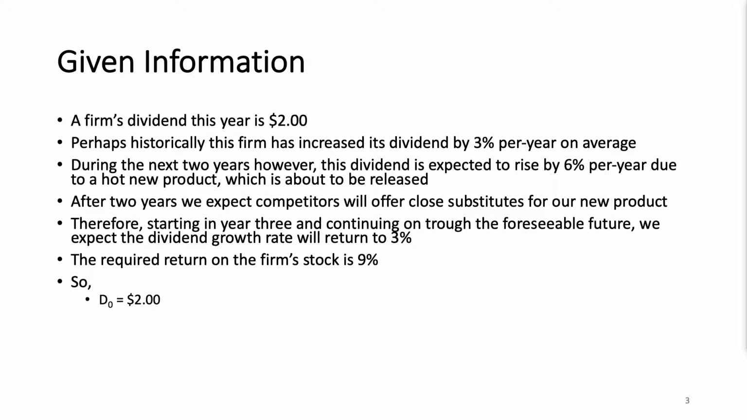So, D0 is $2. That's the dividend this year. We expect it to rise by 6% over the next 2 years, 6% per year over the next 2 years. Then starting in year 3, we expect the dividend growth rate to settle back down at 3% and stay there forever. The required return on the stock, again, is 9%.